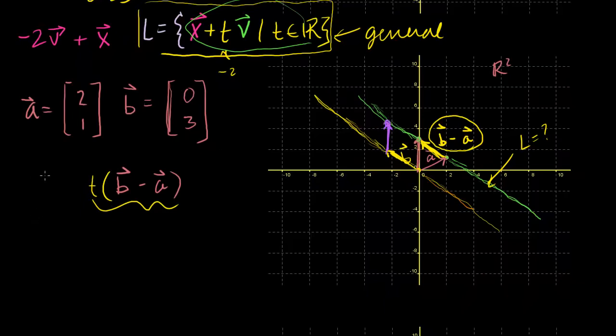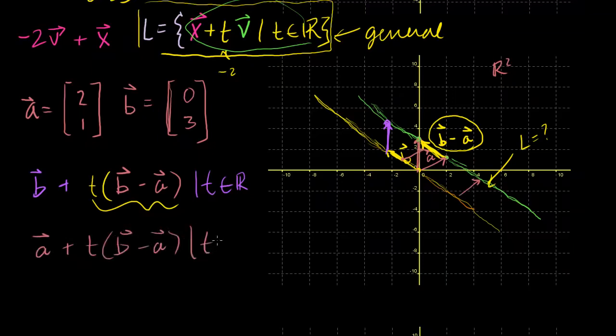That would work. So we could add vector b to it. And now all of these points, for any arbitrary t that is a member of the real numbers, will lie on this green line. Or the other option is we could have added vector a. Vector a would have taken any arbitrary point here and shifted it that way. You would be adding vector a to it. But either way, you're going to get to the green line that we cared about. So you could have also defined it as the set of vector a plus t times vector b minus a, where t is a member of the reals.